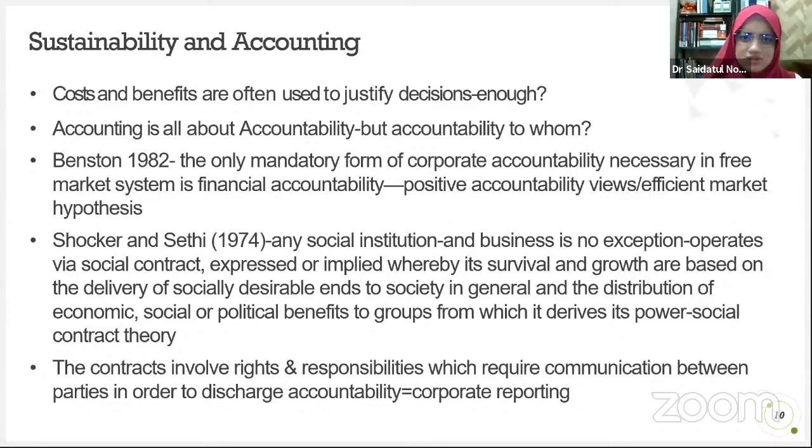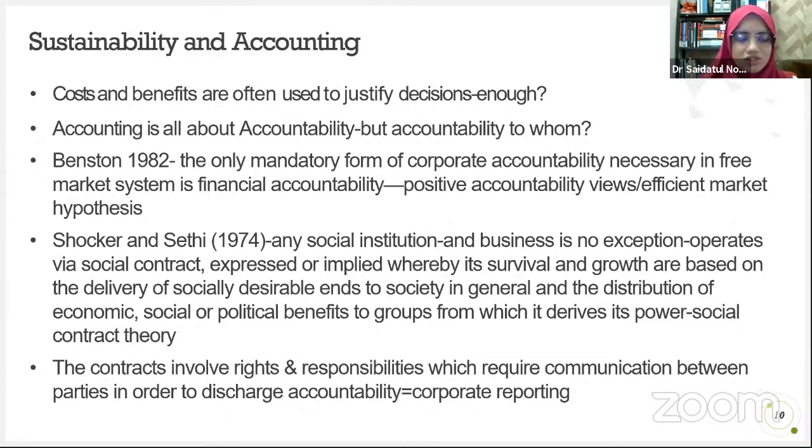That is from Benston, which is not wrong. It's right. Because people give you money, investors give you money, invest in your company. They would want to know where that money goes and comes from, and how you are managing it. Of course, yes, you have the accountability financially.